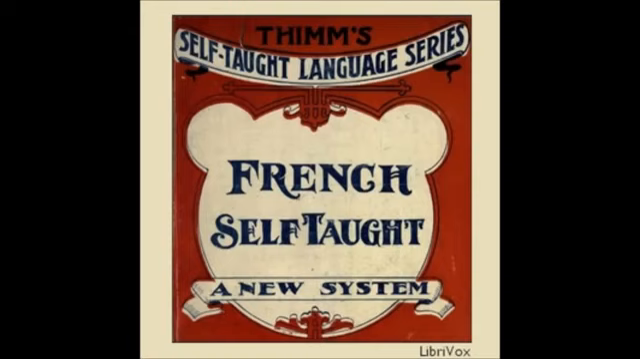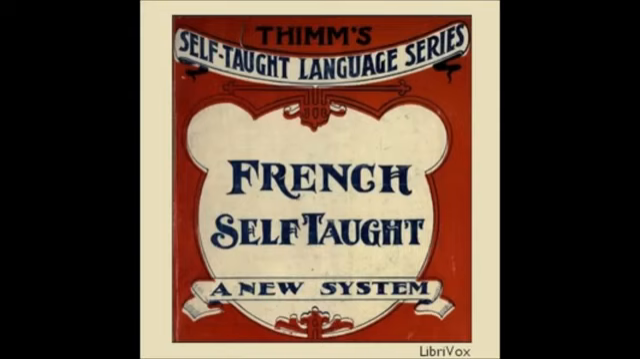Conditional present. I should be, je serais; thou shouldst be, tu serais; he should be, il serait; we should be, nous serions; you should be, vous seriez; they should be, ils seraient.